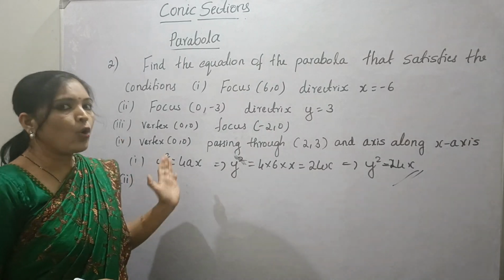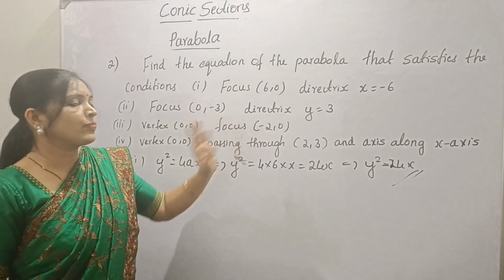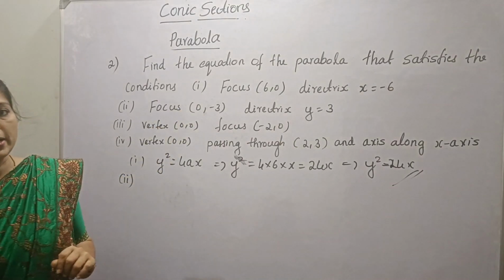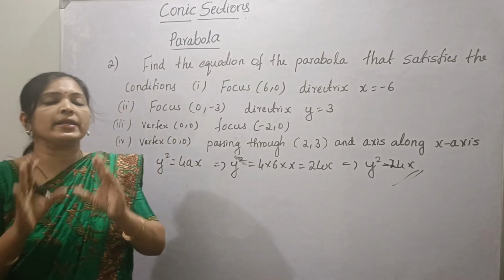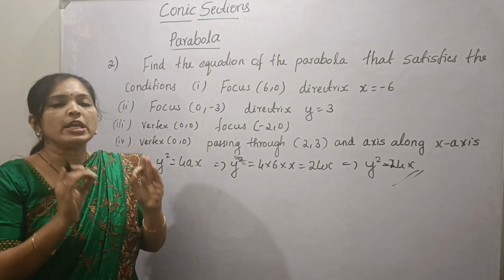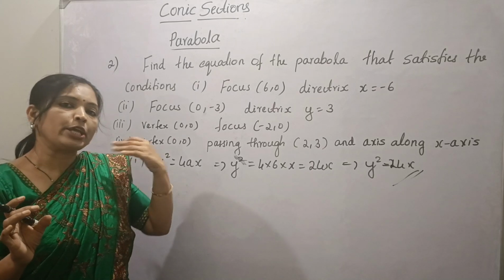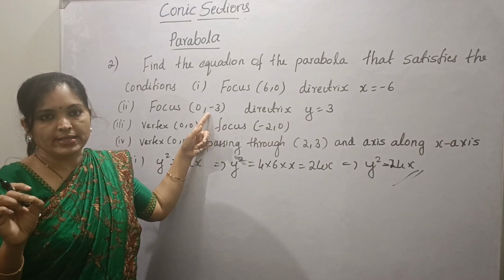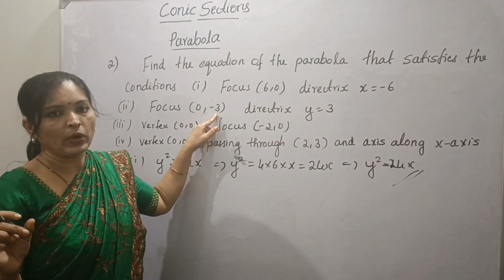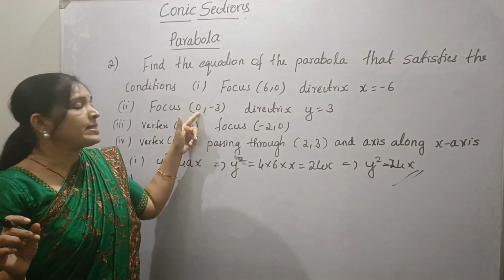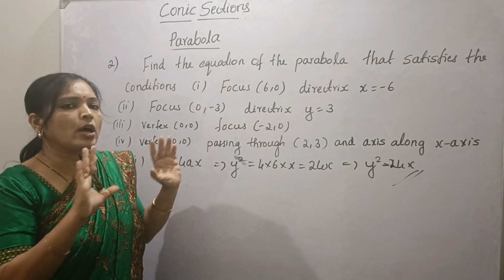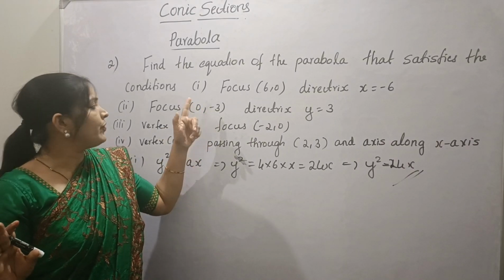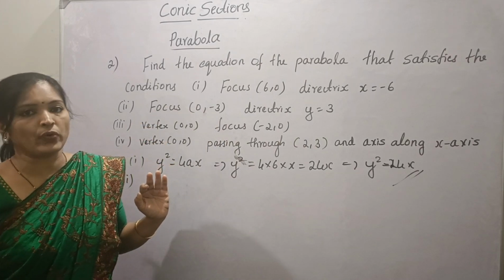Focus is (0, -3). Okay. Directrix y is equal to 3. If it is given, we can directly write, right? So the point is (0, -3). That means the point is on the y-axis. Negative y-axis or positive y-axis? The point is on the negative y-axis, right? Because (0, -3). If the x coordinate is 0, we can conclude that the point is on the y-axis. If it is negative, the point is on the negative y-axis.